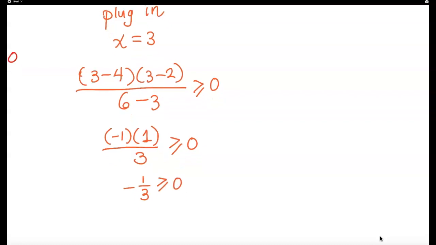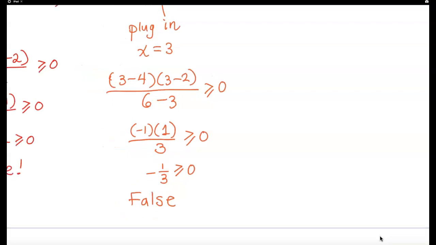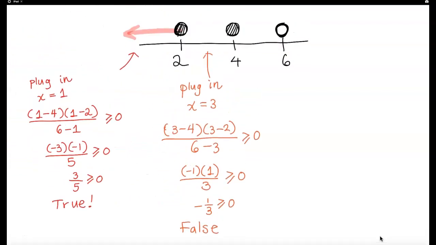A negative number is not greater than 0. This is a false statement. So that interval where 3 came from is not the answer interval. So we skip that one. Let's go to the next one.